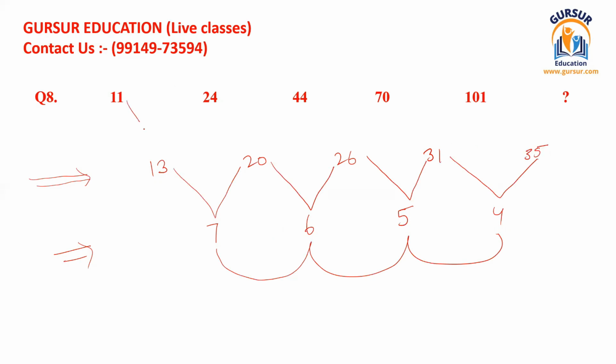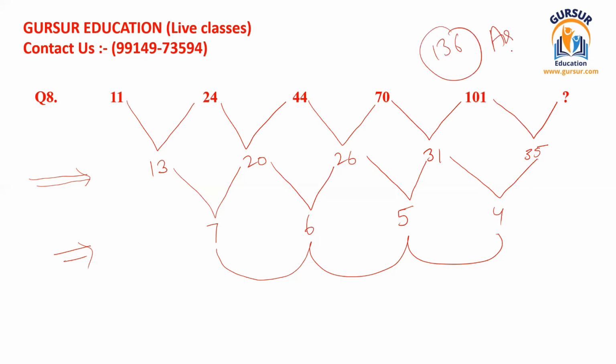Now 11 plus 13 is 24. 24 plus 20 is 44. 44 plus 26 is 70. 70 plus 31 is 101, and 101 plus 35 should be 136, and that should be our right answer. That should come at the place of the question mark, and I hope you would have got the complete idea of how I have solved this specific question.